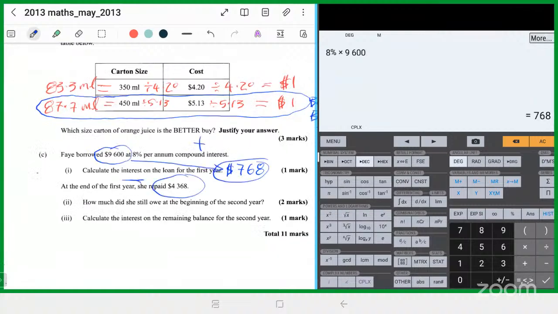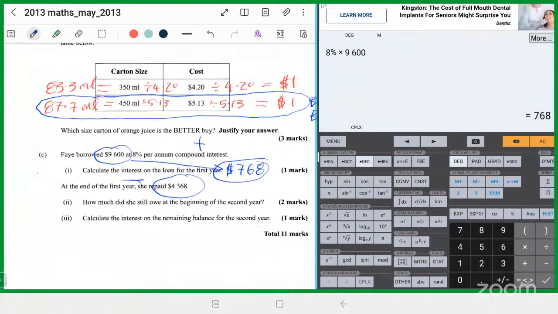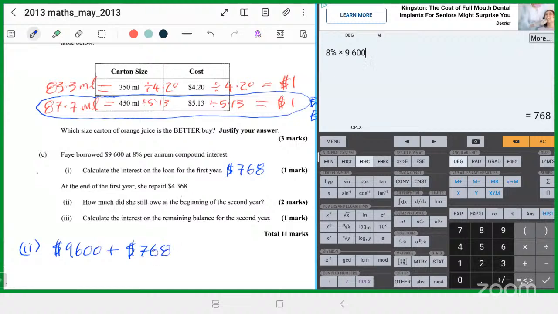All right. So the answer for this one, part 2, let me just do it right here, is the principal amount, which is 9600 plus the interest of 768. But then she repaid this amount at the end of the first year, or the beginning of the second year, which is the same time, really. In accounting terms, the end of a period and the beginning of a period is the same instant, really. All right?